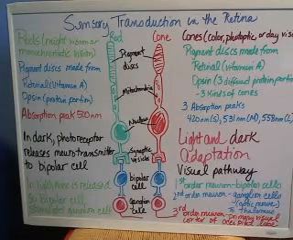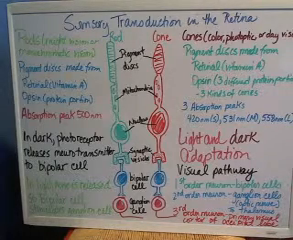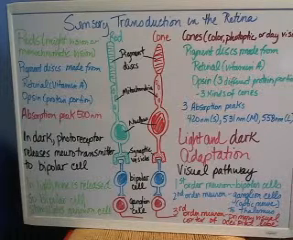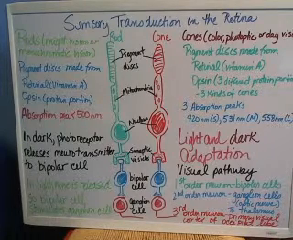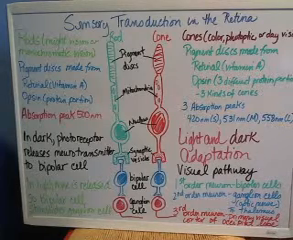Sensory transduction in the retina. The retina contains photoreceptor cells, and there are two types of photoreceptor cells, rods and cones. The rods and cones are located at the back of the retina, behind the bipolar cells and the ganglion cells.